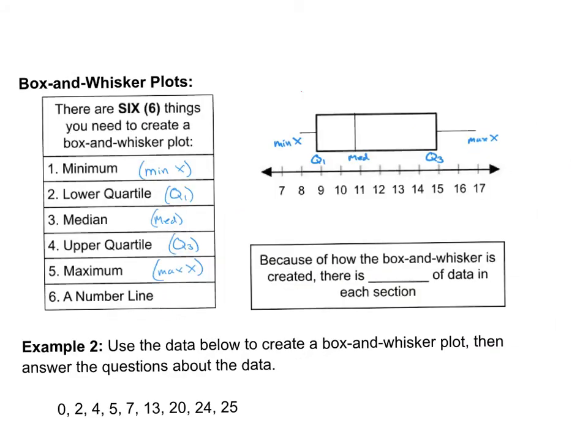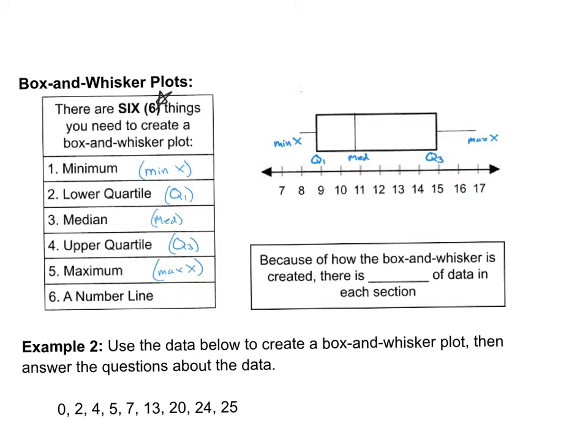Example 2, using data to create a box and whisker plot. Answer the question. Now, before we do that, got to think back to yesterday when we said there are 6 things we're going to be looking for. We need the min, lower quartile Q1, median, upper quartile Q3, and maximum, which is your max x. So all that stuff in blue is what you're going to see in your calculator. And all of this stuff needs to be transferred into the box and whisker plot to the right. So we have our min, Q1, median, Q3, and our max values.